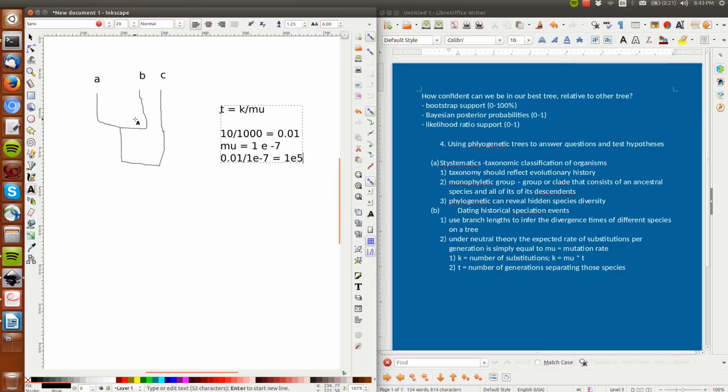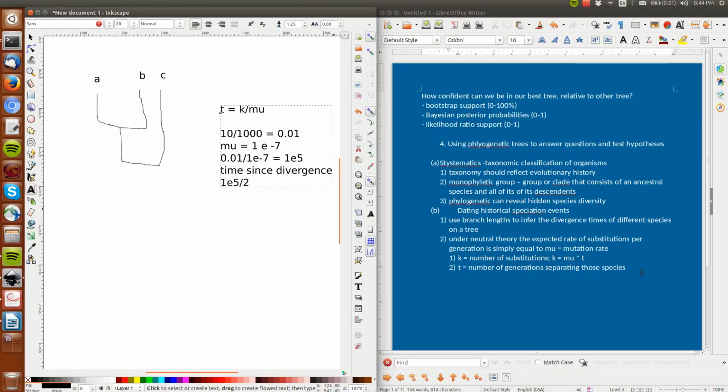I'll point out though that the divergence time between them is not 1e5, really, but half of that, because 1e5 is the total time that has elapsed since they've been separated. In other words, it's this time plus this time, from B back to the ancestor, A back to the ancestor. So the actual time since divergence is 1e5 divided by 2. So you could use that to get an estimate of how long ago a pair of species split based on the nucleotide differences between them in a phylogenetic context.